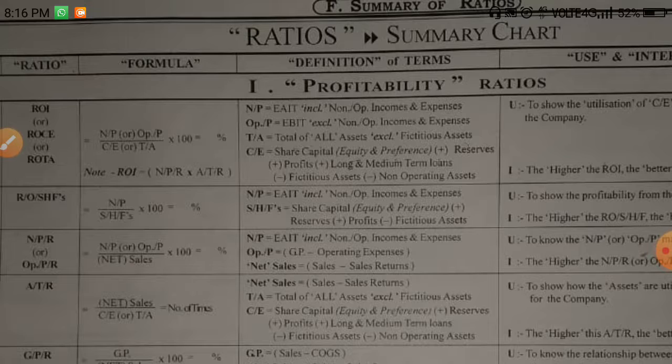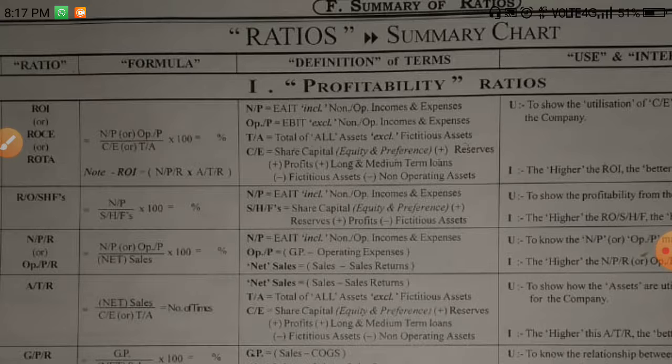So what is net profit? NP is net profit, which is earnings after interest and tax, including non-operating incomes and expenses. Operating profit means earnings before interest and tax, excluding non-operating incomes and expenses. We need to take TA, the total of all assets excluding fictitious assets. Please remember the capital employed formula. How do we get capital employed? Share capital, that is equity and preference share capital, plus reserves and surplus, plus profit, plus long-term and medium-term loans, minus fictitious assets or non-operating assets, which we need to exclude.